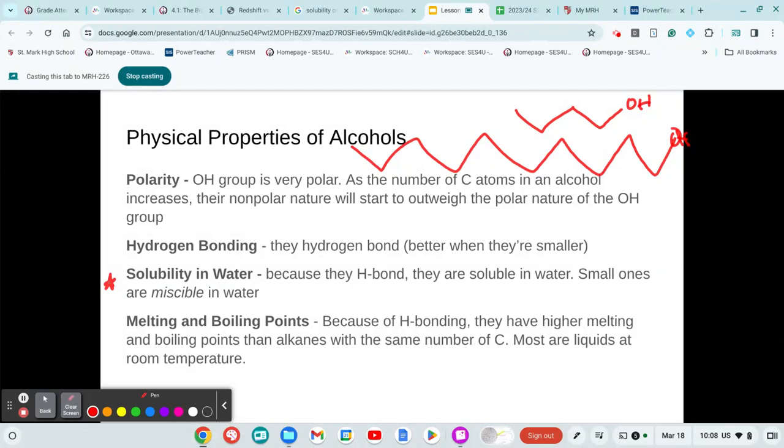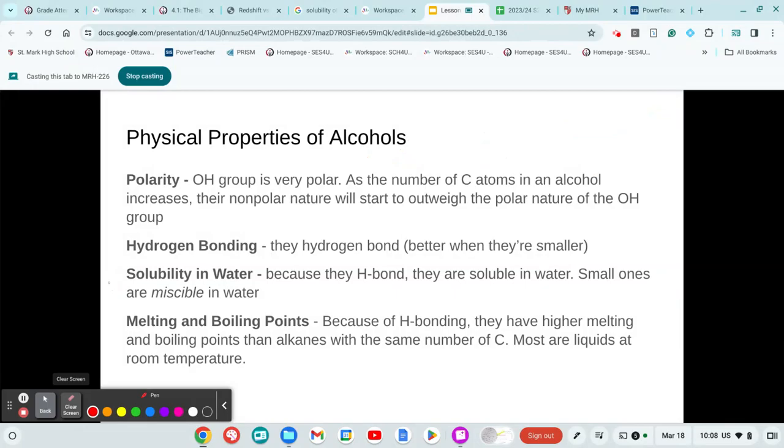And all that solubility in water, all that dissolving in water, happens because the molecules of the alcohol are just as attracted to the molecules of water as they are to themselves. I'll draw some diagrams on the next page to kind of show you what I mean. But that's because of the ability to hydrogen bond.